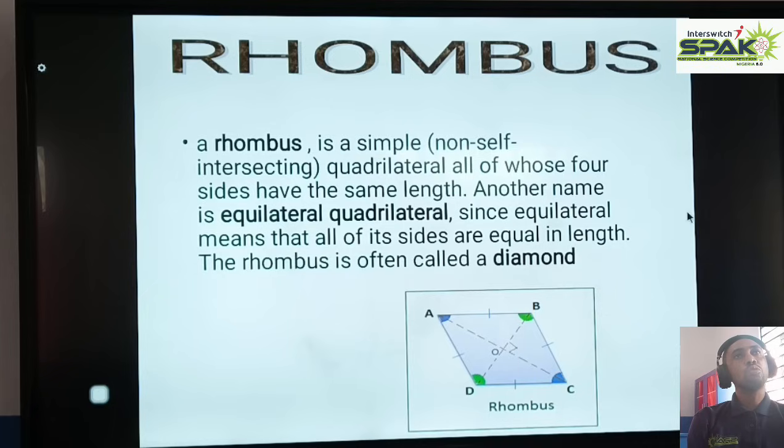So the opposite angles of a rhombus are equal, like angle ADC and angle ABC. They are opposite angles, they are equal. And also angle DAB and angle DCB. They are also opposite angles and they are equal. And the diagonals AC and DB meet at right angle. In this case, they did not bisect, unlike the parallelogram where the diagonals bisect, but here diagonals only meet at right angle. So this is a property of a rhombus.